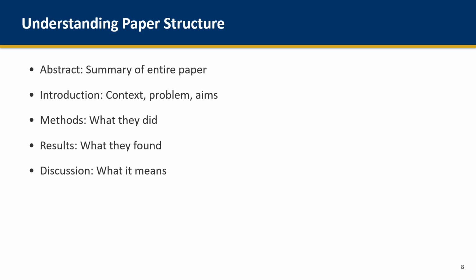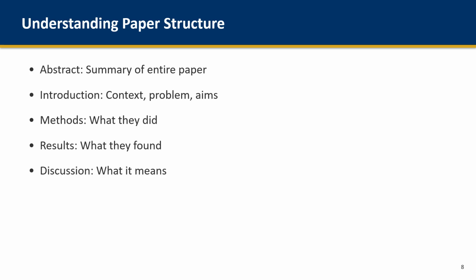The introduction provides context and problem statement. It situates the work within the field, identifies the gap or question addressed, and states the specific aims. The introduction's end usually contains the clearest statement of what the paper contributes. The methods section explains what they did. This is essential if you need methodological details, want to evaluate the quality of the research, or are considering replicating the study. The results section reports what they found.